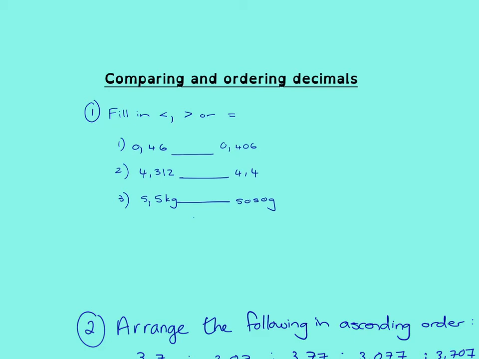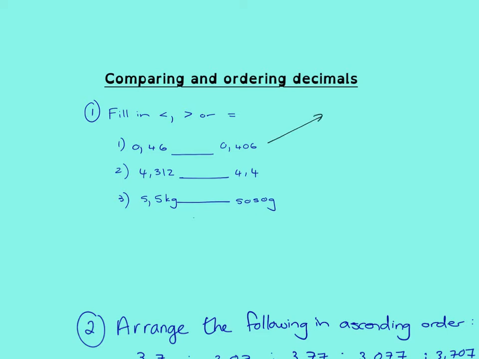Welcome to the video on comparing and ordering decimals. In the first question, we're going to be looking at which decimal is greater than, less than, or equal to, by filling in the symbols that have been given. I'm going to show you a little trick on hopefully how to work out which one is bigger, greater than, or equal to.